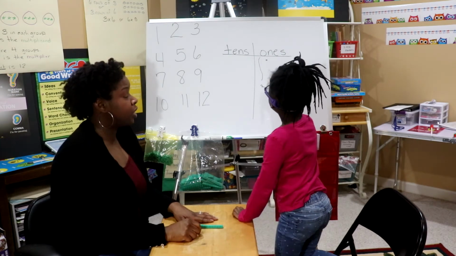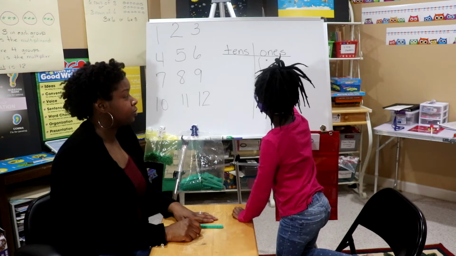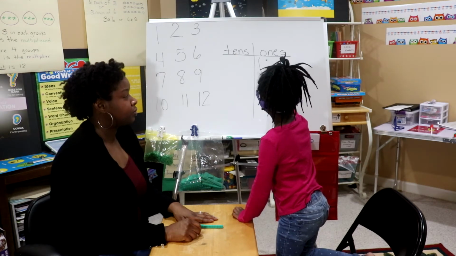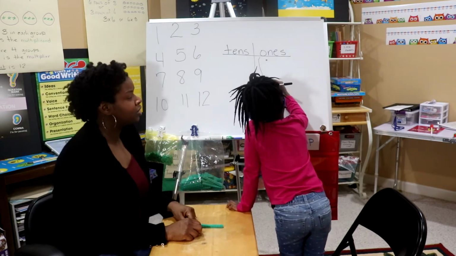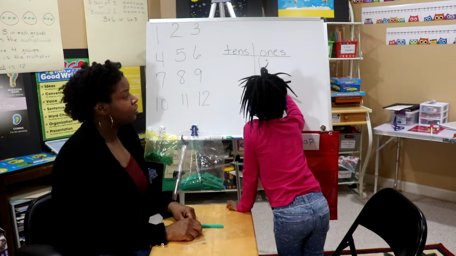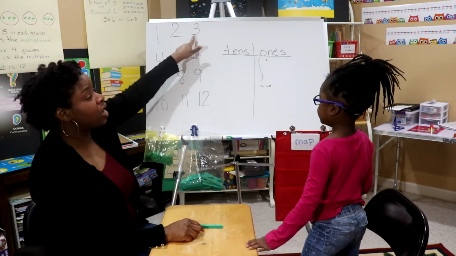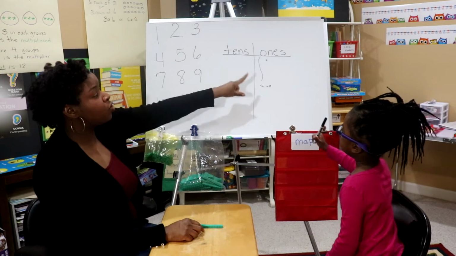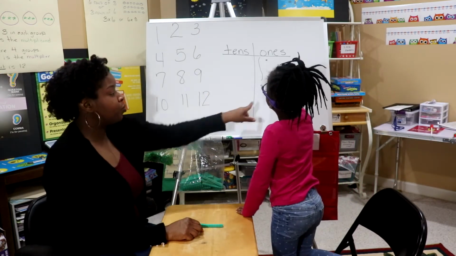Okay, can you do it a little bit faster? Okay, so we have 1 and 2. Next number is what? 3. So where does 3 go in the ones and the tens? In the ones, so write 3. Come, write it underneath, please.